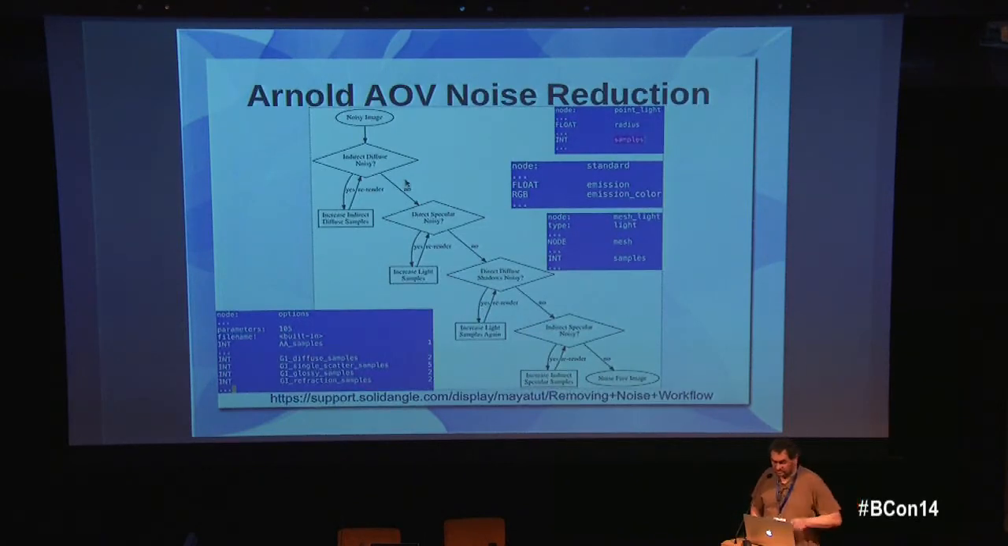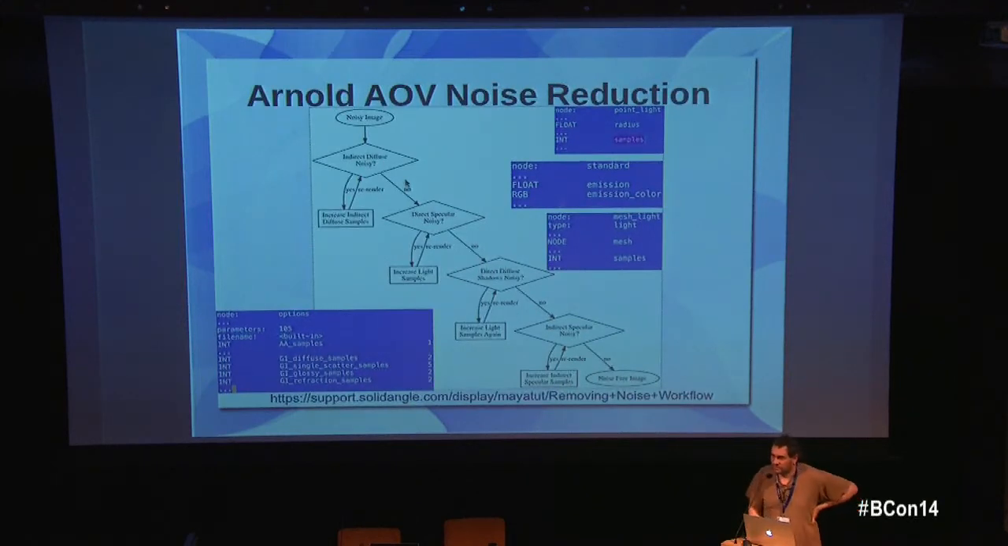And I want to talk just briefly about the middle decisions, because the middle decision says, look at the direct specular AOV, and if it's noisy, increase the light samples. And the other one says, the direct diffuse, look at the shadows. If that's noisy, increase the light samples.